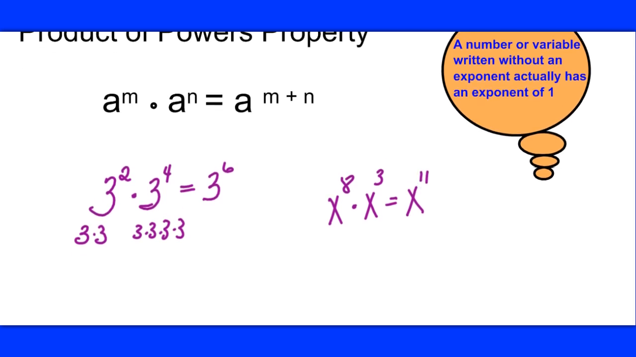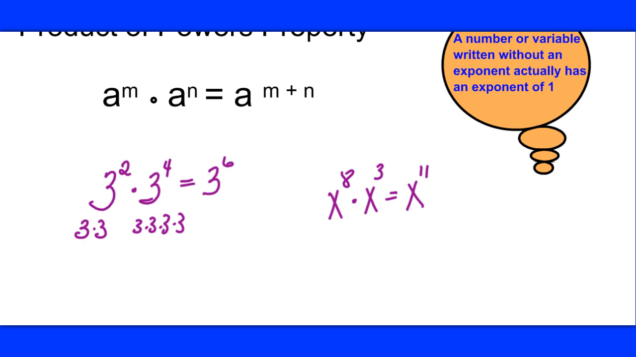Now, this works for everything. So let's say, for instance, I have p to the 6th power times p to the negative 8th power. I'm still going to add these exponents together. So 6 plus negative 8 is p to the negative 2 power, but that's not simplified because I have a negative exponent, so I'm going to write that as 1 over p to the second power.